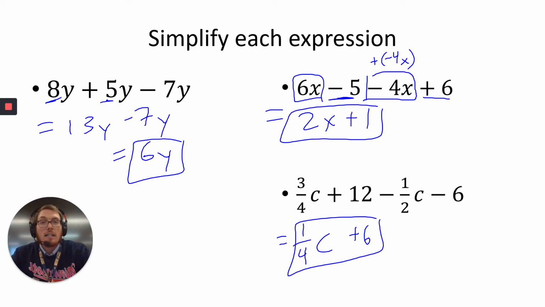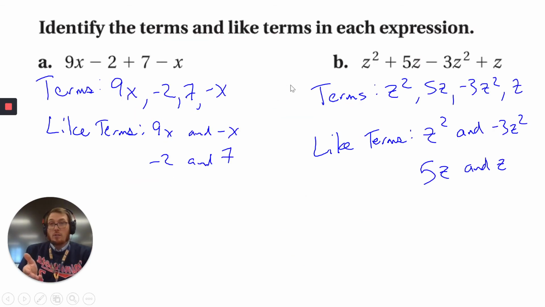Okay, so you've got 2x there, and then minus 5 or negative 5 plus 6. Well, what's negative 5 plus 6? Well, that's positive 1 because it's one of each, and that's why it's plus 1. This third one here, you got 3/4 c minus 1/2 c, so that would be 1/4 c. And then you have 12 minus 6, which is plus 6. If you find it easier, what you could do is write like terms like this and kind of move them around and then say, all right, I need to add those together and just rewrite them in one big expression.